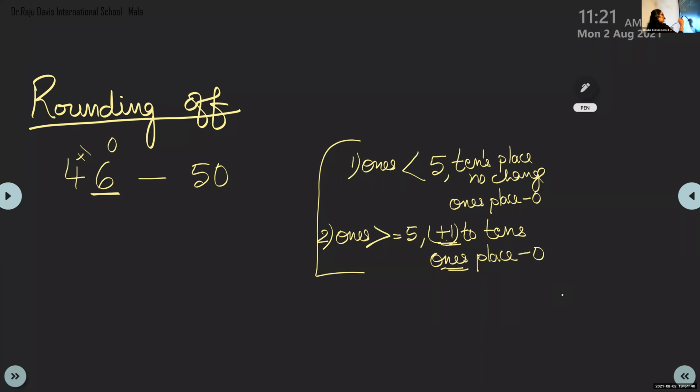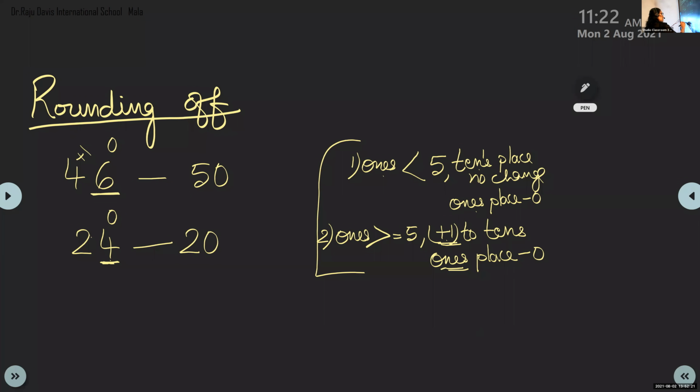Okay, so second number I am going to write as 24. First thing you have to do is underline 4 and check whether 4 is greater than, equal to, or less than 5. Now, since it is 4, which rule is to be followed? The first rule. 4 is lesser than 5. What is the rule? Tens place, there should not be any change, and the ones place will be 0. So, just make it 0. 20.